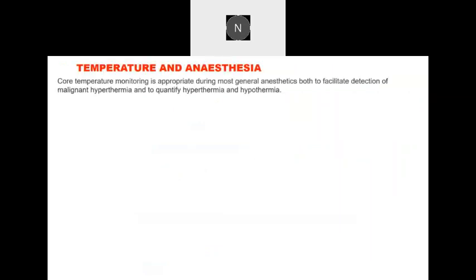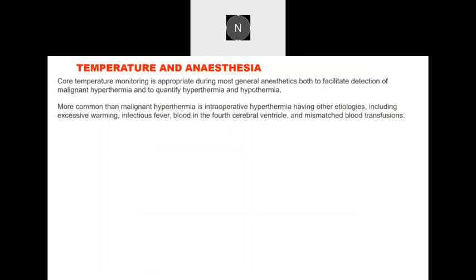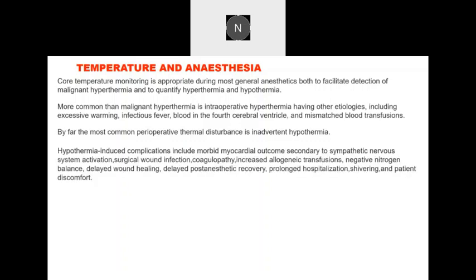Coming to temperature and anesthesia, core temperature monitoring is very important during most surgeries to facilitate detection of malignant hyperthermia or to quantify the degree of hyper or hypothermia. And more common than MH, other reasons for that are vomiting, infectious fever, blood in the fourth ventricle, mismatched blood transfusion. All these things are other causes of hyperthermia. But most common is hypothermia. What you encounter in your day-to-day practice is hypo and not hyper.